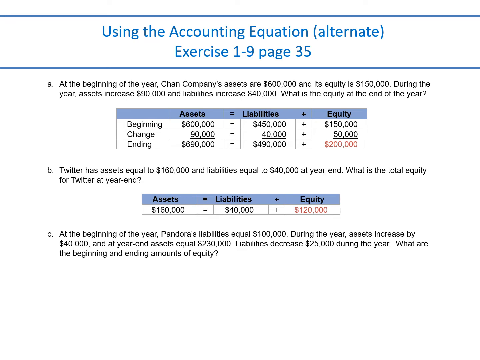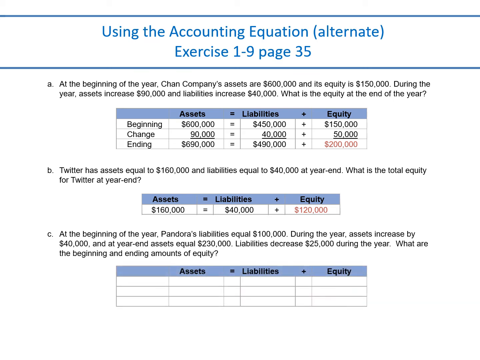And then part C, at the beginning of the year, Pandora's liabilities equaled $100,000. During the year, assets increased by 40, and at year end, assets were equal to 230,000. They also tell us that liabilities decreased by 25,000 during the year. So what are the beginning and ending amounts of equity?